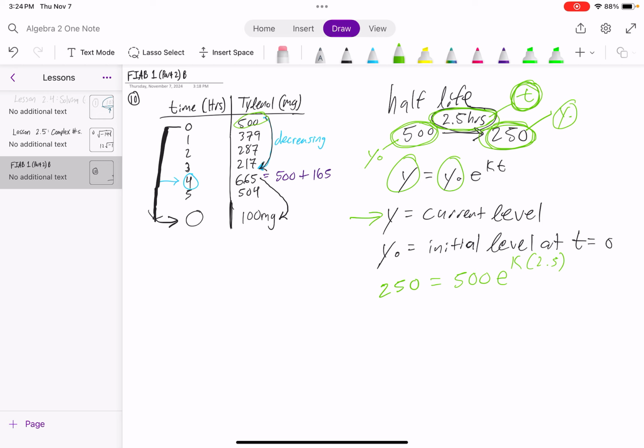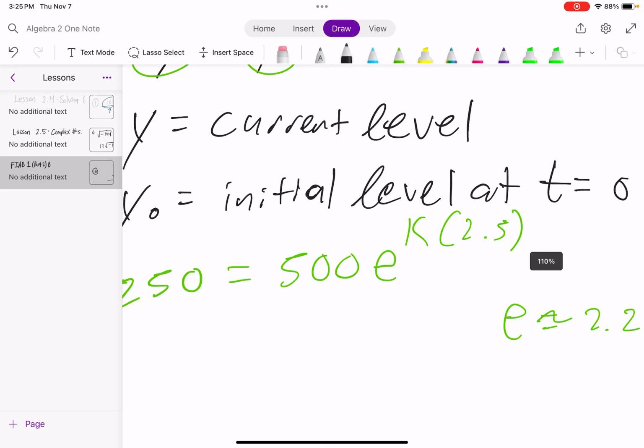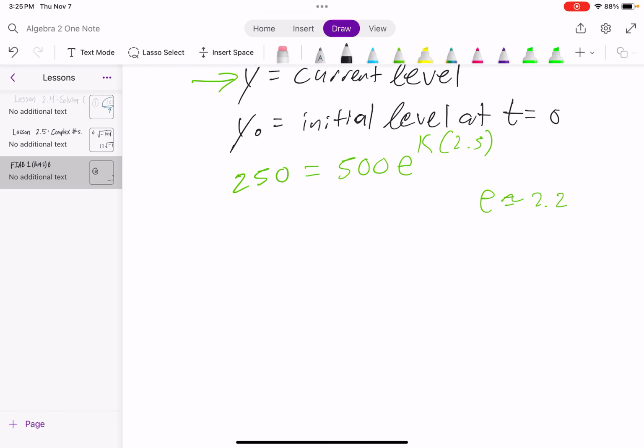Okay, now we got to solve for k. E is just a number, around 2.7. So we know everything except for k. So now we're going to solve for k. If we divide by 500, then we'll have 250 over 500 on the left. On the right, that 500 cancels, and we're only remaining with this portion here, because that 500 canceled.